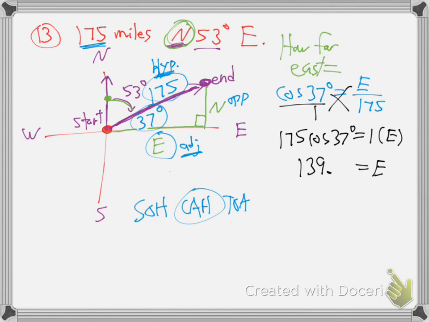139.8. I don't know how far they want me to round here. 10. Okay, so that's what it is. 139.8. We got the east, so it went that many miles east. And now for the north.